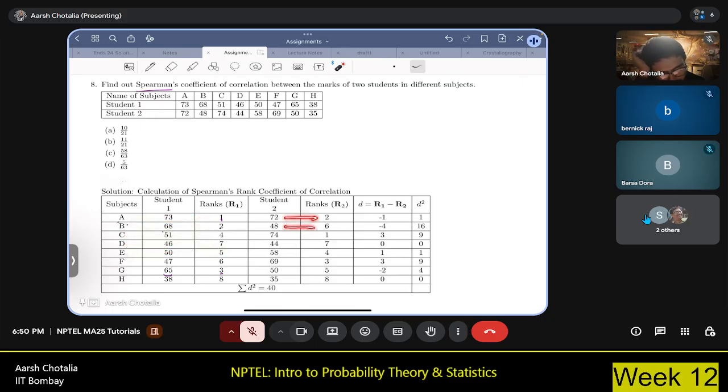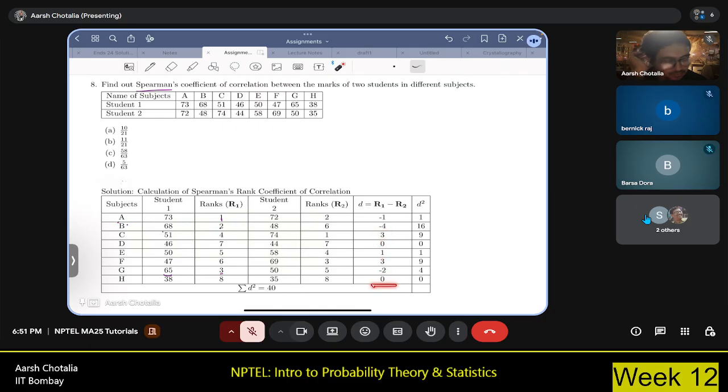Similarly, you do the same thing for student 2. Once again, the highest one is 74. Convince yourself. So that would give rank 1. And rank 2 is 72. And the next one is 69, so that is rank 3, etc. And now we see that there is a mismatch in the ranks. If there was no mismatch, then the correlation would be 100% or 1. But there is this mismatch. So we calculate this mismatch or the difference. In this case, it is -1, -4, 3, etc.